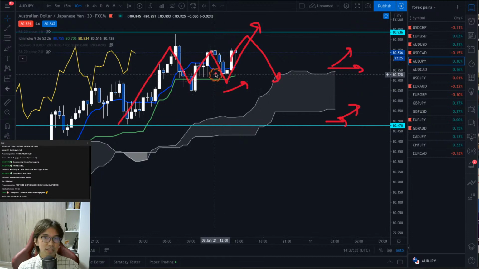So this isn't a great timing to enter the buy right now because Kumo's flat still.